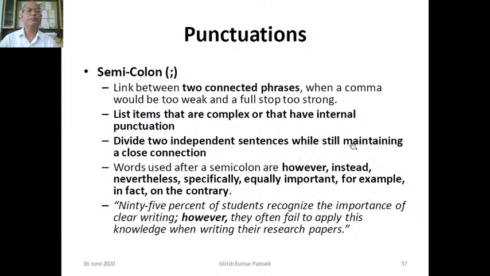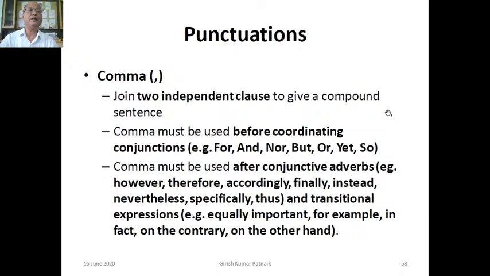Now you can see the comma, where we can use the comma. Wherever we need to join two independent clauses, there we need to use a comma. And for connecting, we use these: for, and, nor, but, or, yet. These are the connecting words. Whenever you use these, you need to have that comma. The comma must be used before and, before nor, before but, before or.